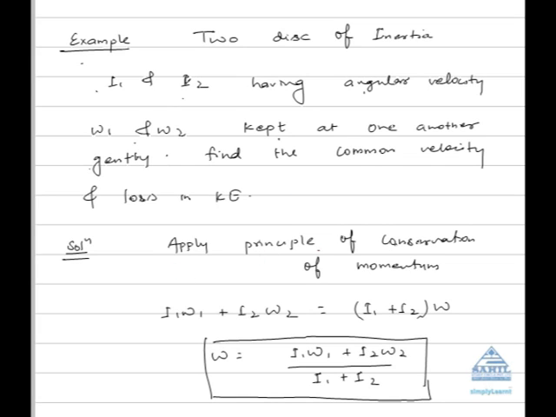Apply the principle of conservation of angular momentum, which means initial angular momentum is equal to final angular momentum. Initially, the angular momentum is I1 omega 1 plus I2 omega 2, and finally it is I1 plus I2 into omega, where omega is a common angular velocity. So we write I1 omega 1 plus I2 omega 2 is equal to I1 plus I2 into omega, and omega is given by I1 omega 1 plus I2 omega 2 upon I1 plus I2.